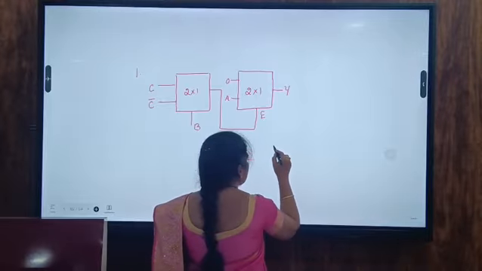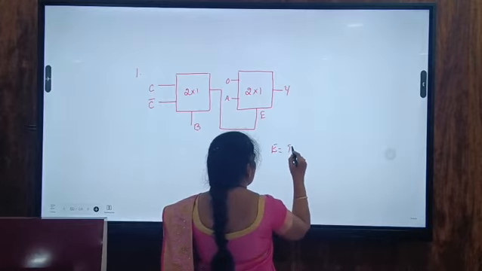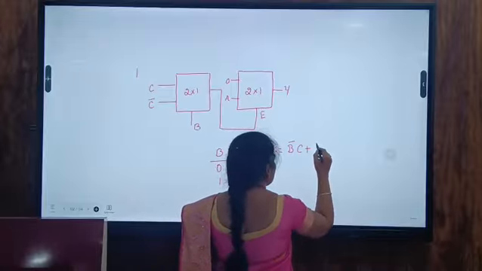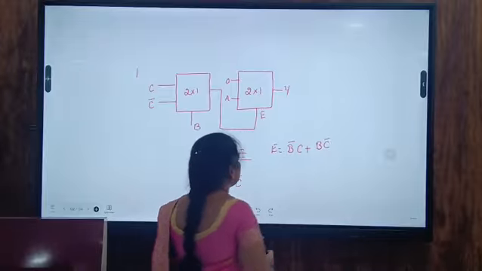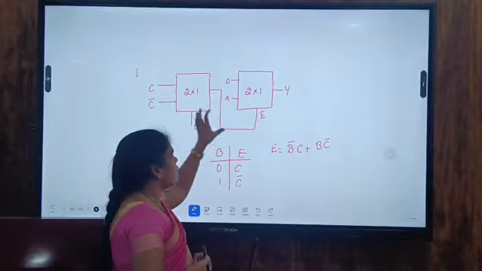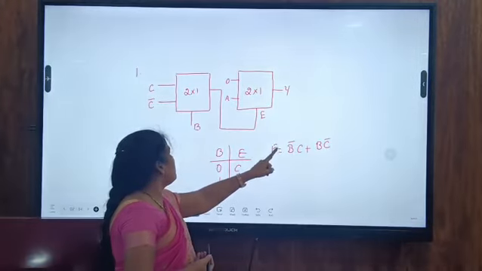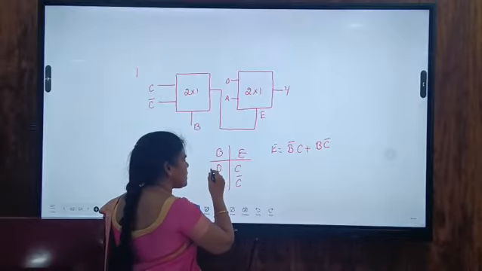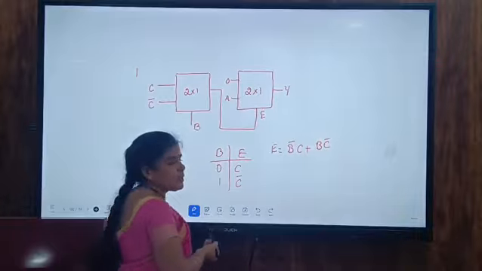So this is the expression for the first one. In this case, E is given by B bar C plus B C bar. This is the output of the first stage. E is equal to B bar C plus B C bar. Here the 0 input corresponds to B bar, and this one is B.